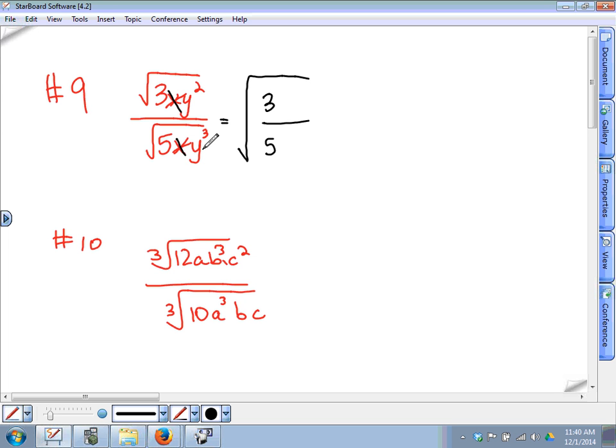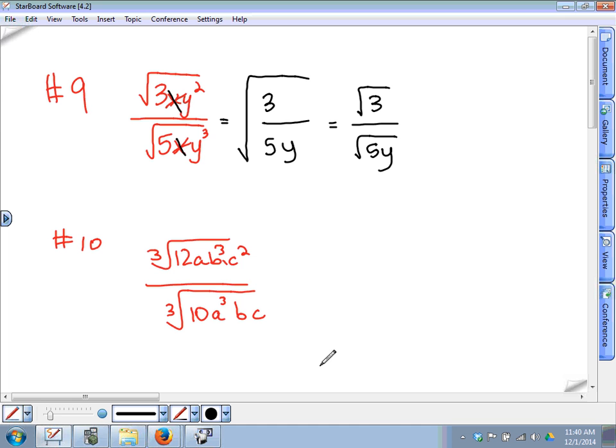And then y squared over y cubed just means there's a single y. Yep, there's a single y on the bottom. Now that's as far as a fraction simplifies. So I would separate this back into 2 square roots again, square root of 3 over square root of 5y. And that's as far as the simplifying goes.